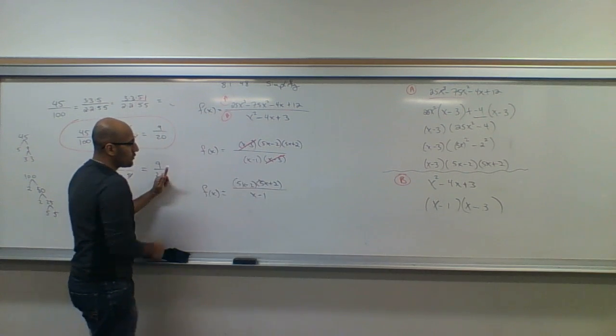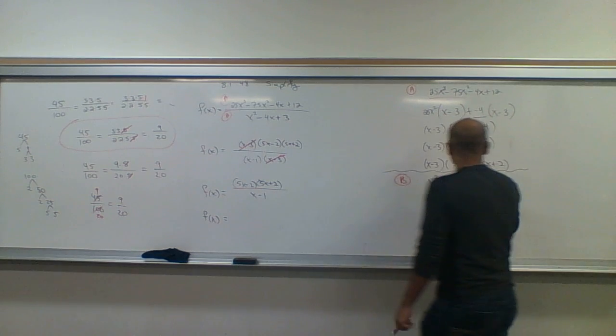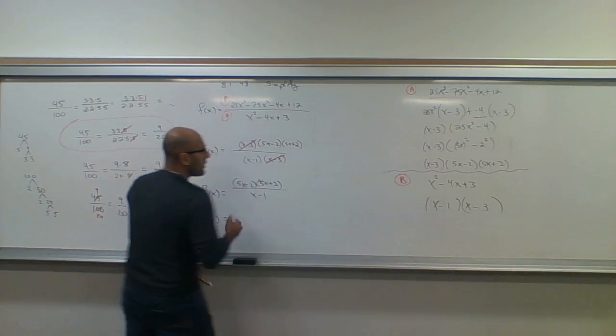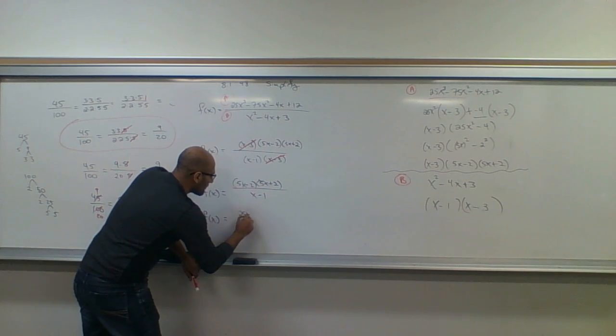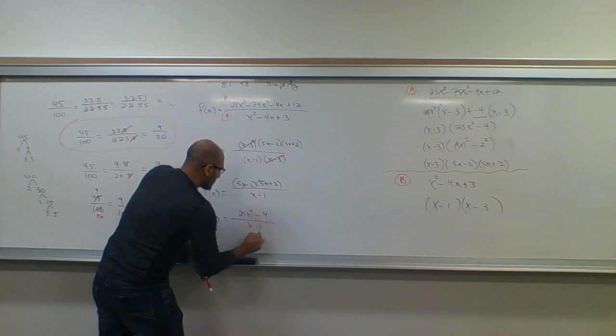And then we FOIL out the numerator again, which we sort of wasted our time then, because I know it's this one. We could have just left it like that, but at that point we didn't know. We didn't know any better. So it's going to be 25x squared minus 4 all over x minus 1.